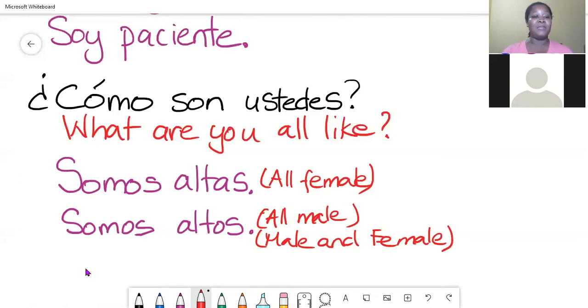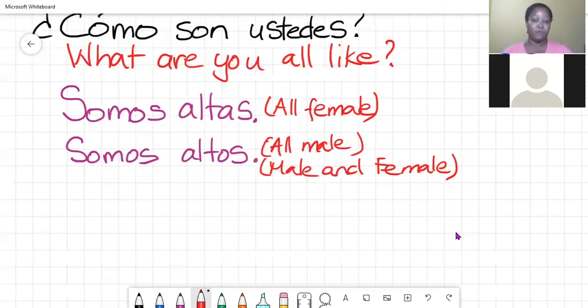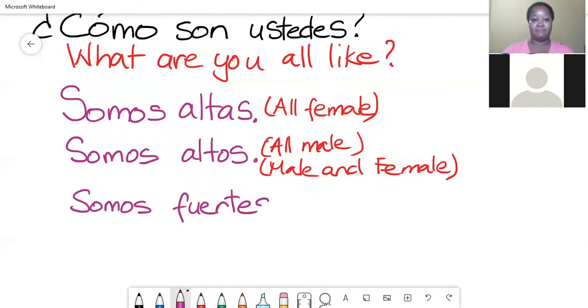And I don't want you to believe that the adjectives that have to do with physical description are all four form. So let's use another two form adjective that has to do with physical description. Suppose you wanted to say that we are strong. It would be somos fuertes. We are strong. And I don't want you to believe that all the adjectives that have two forms have to do with personality and character.